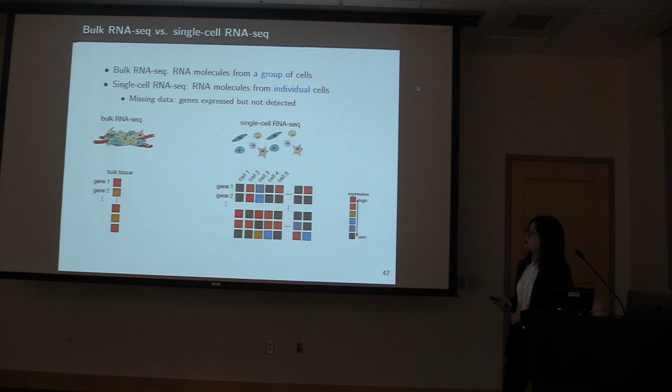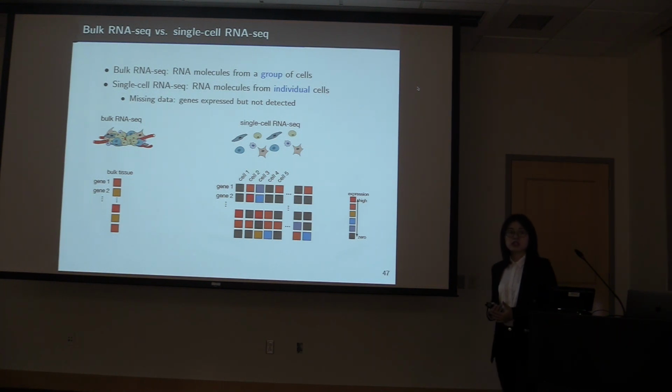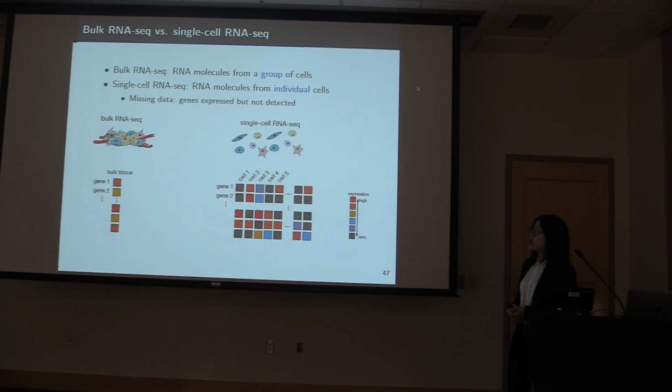However, because of the technical limitations, there is substantial missing data in this gene expression matrix. There are usually many genes that are expressed but not detected by the single-cell RNA-seq experiments. And these genes will have false zero or false low count in this read count matrix. So we developed the S-impute method to identify and impute these missing values to improve downstream analysis.